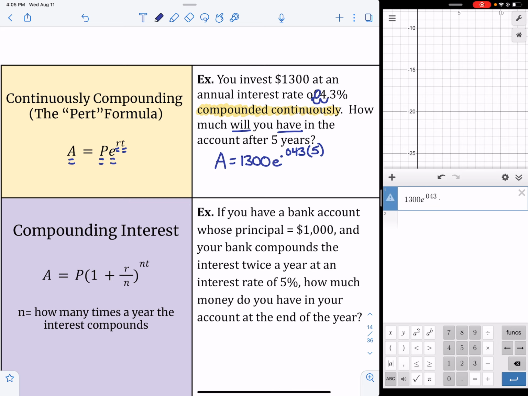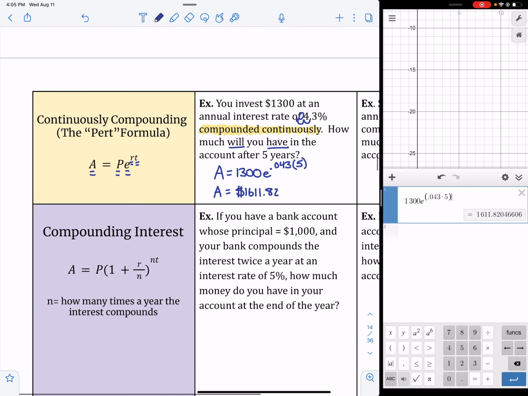And then put 0.043 times. Oh, see how that drops down? You want to keep it all together. So go back to your exponent and make sure it's in parentheses. So you can put it all together up there and put 0.043 times the time, which was 5 years. And then that would be the right amount. So we would have $1,611.82 in the account after 5 years.